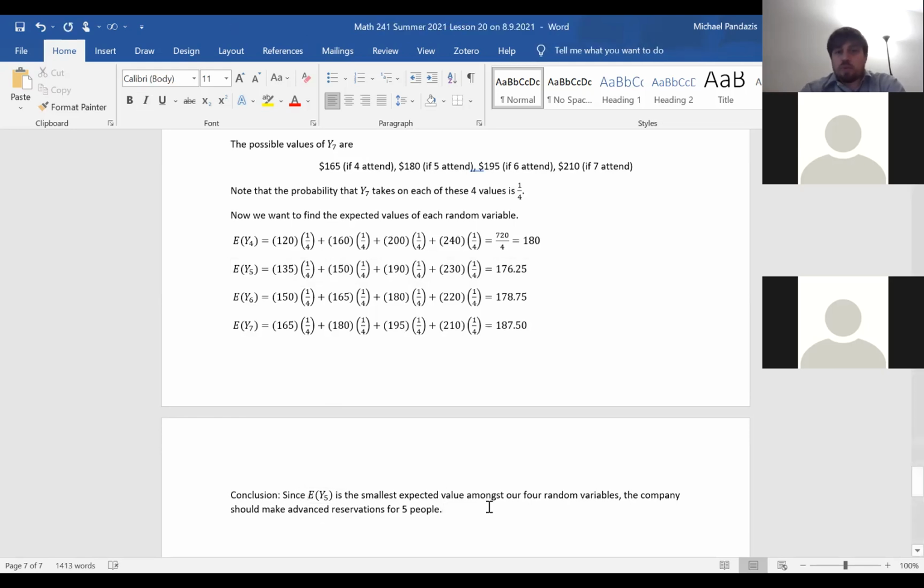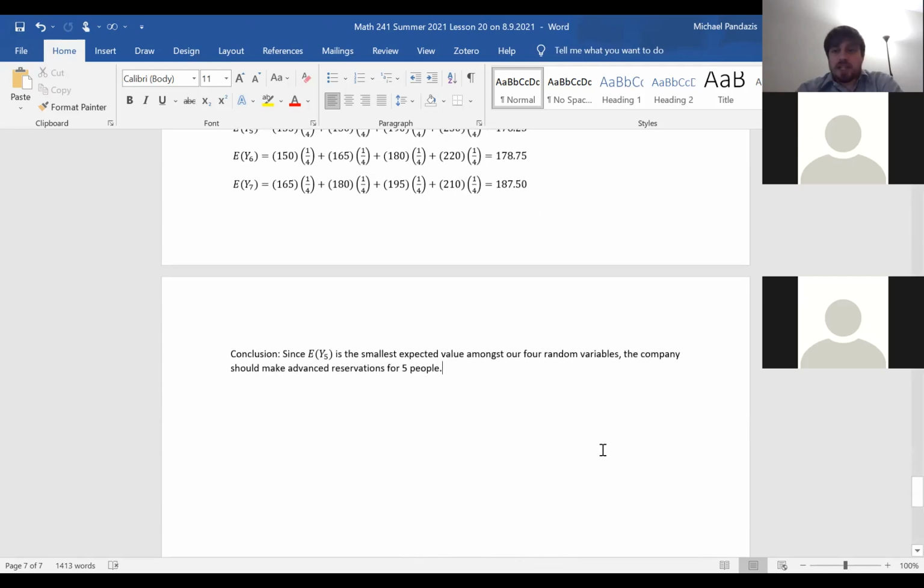But it's possible that in one situation, 7 people attended, or 3 people attended, or 6 people. So it's possible, this happening once, that your best choice in the long run doesn't give you the best outcome in any one particular iteration of this experiment, of this situation. Okay, and so that's the example.